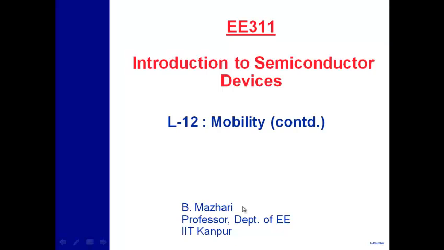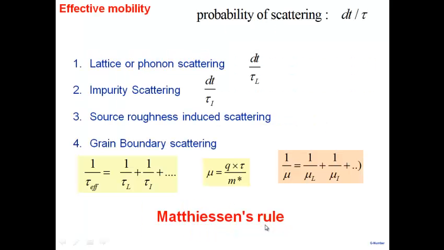Okay, so let's start. Last lecture we were looking at mobility, and this was the slide that we had, where we said that the simple model for mobility is based on a probability of scattering given by dt by tau, where tau is the scattering lifetime. And then we said that there are different mechanisms of scattering. Two of the most important ones for us are the lattice or phonon scattering, which we will see in more detail today. The probability of an electron getting scattered due to this mechanism is dt by tau L, where this is the scattering lifetime associated with lattice scattering.